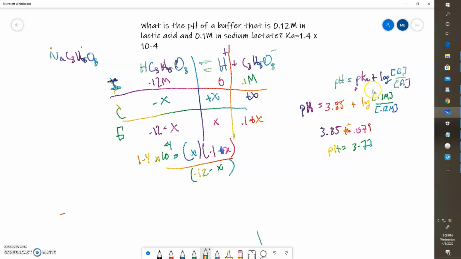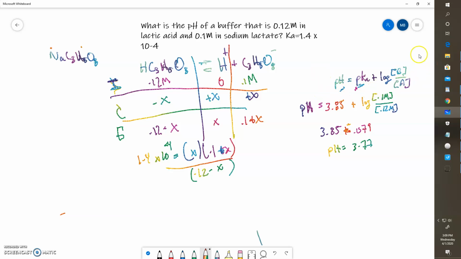Now, a couple of notes. Remember, I said the best buffers are when we have equal amounts of the salt of the acid and the acid. What happens here is you have the same concentration divided by the same, so this is 1. The log of 1 is 0, and what you end up with is the pH equaling the pKa. So if you have a question about the best buffer, you want the pH to equal the pKa. If you take the negative log of the Ka, that is your ideal pH for the buffer.